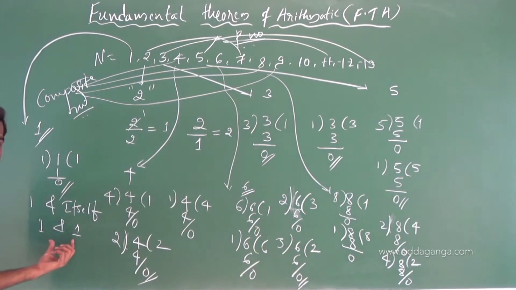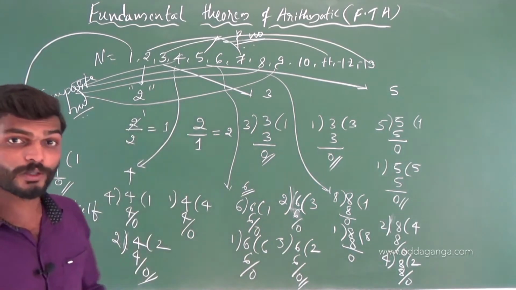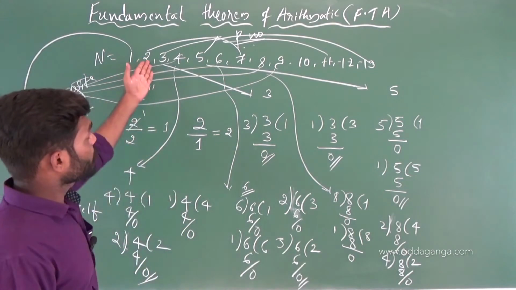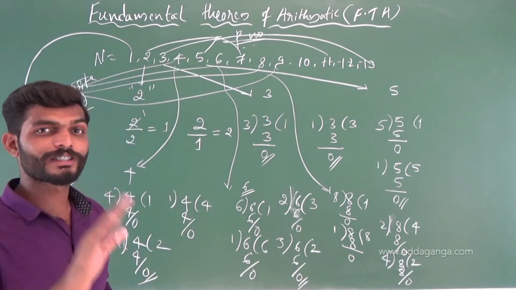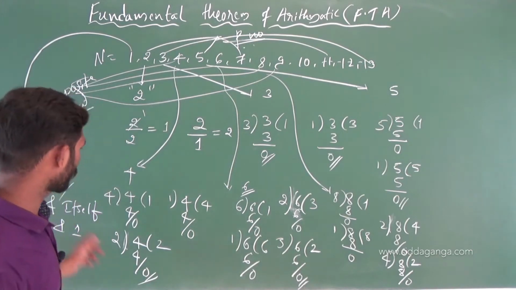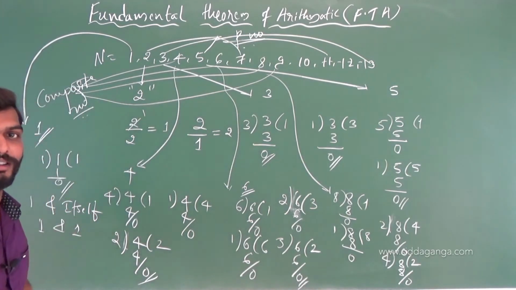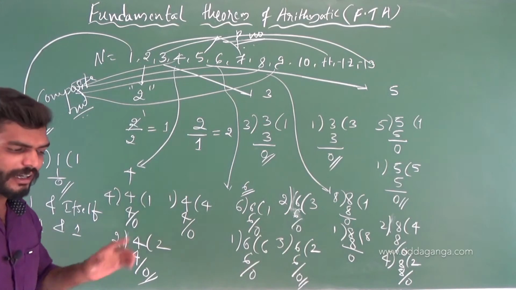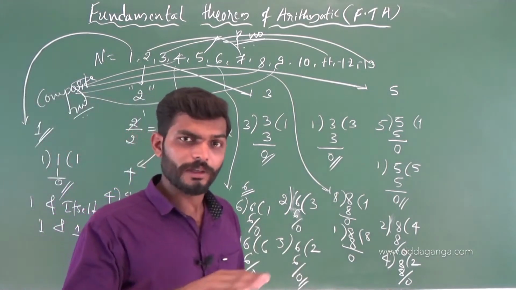Therefore, it has only 1 divisor. That is 1 only, no 2 divisors. All prime numbers have 2 divisors, 1 and itself, whereas 1 has only 1 divisor. That is why I cannot group that into prime numbers.